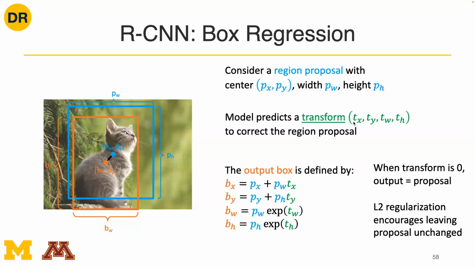One reason why this specific definition that they use in RCNN has a few nice properties is that when the transform predicts all zeros for tx, ty, tw, and th, your actual output, your final bounding box, is going to be the same as what the region of interest proposal algorithm gave you. So it's not going to change it at all. Question?